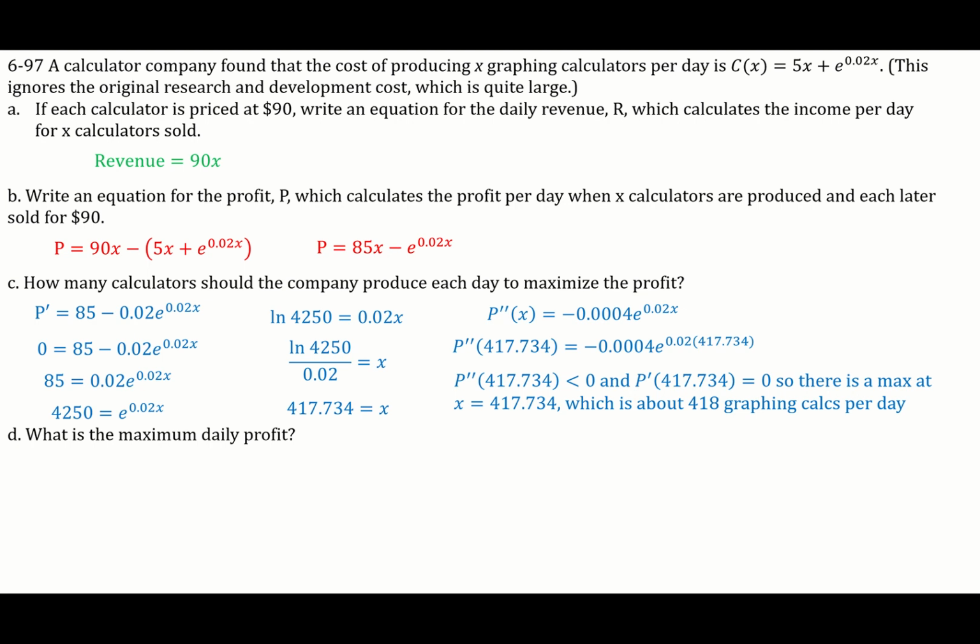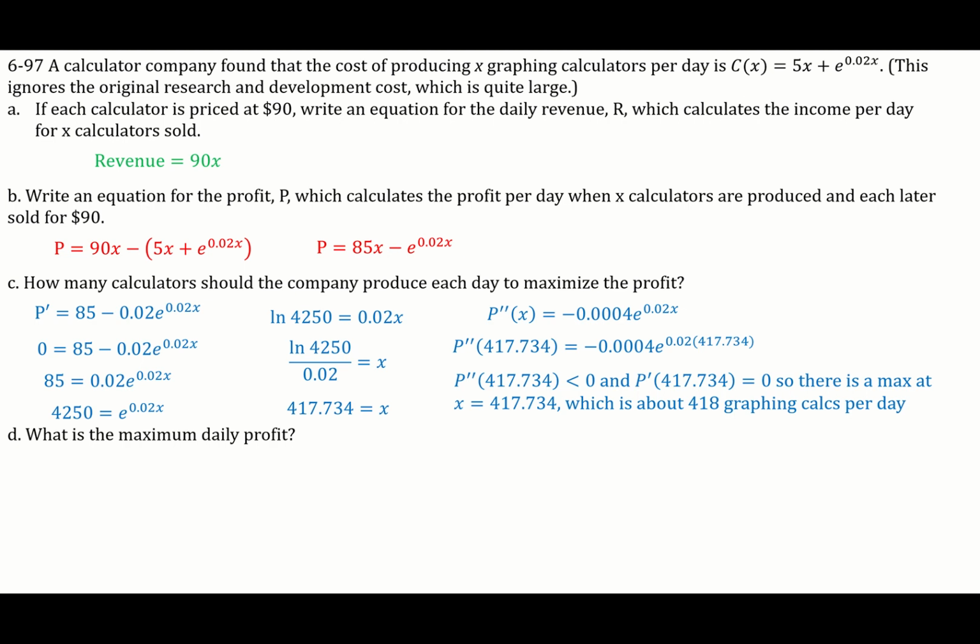So if the second derivative is negative, that means P is concave down. If your function is concave down and the slope is 0, that means you have a maximum there. So there's a maximum at 417.734, which is about 418 graphing calculators per day, because you can't have a portion of a graphing calculator.